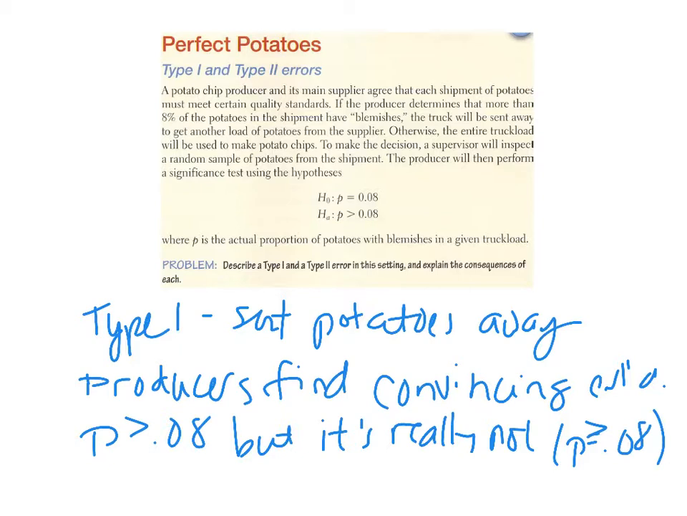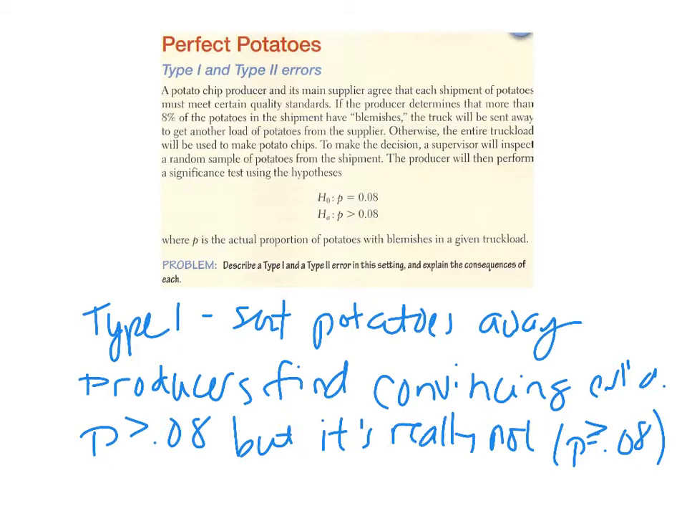So the consequences, remember, this is a two-part thing. You're describing the type 1 error, and then you're explaining the consequences. So some consequences of this could be loss of revenue because they didn't make potato chips when they could have, loss of time. They're waiting for them to bring another batch back, so they get kind of delayed in the making of these potato chips.